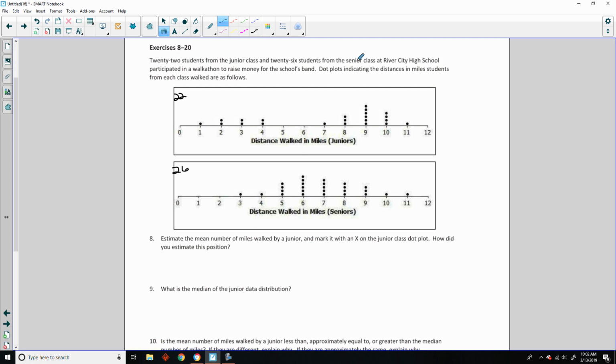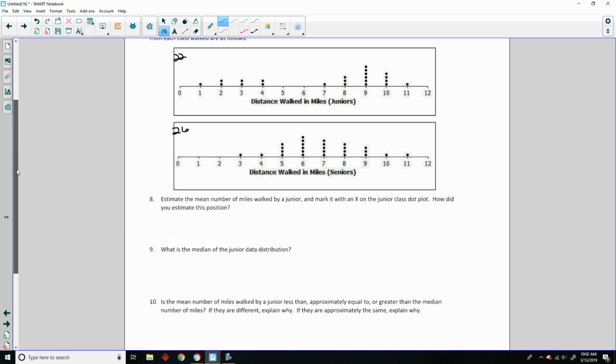Okay. At River City High School, students participated in a walkathon to raise money for the school's band. Dot plots indicating the distances in miles students from each class walked are as follows. So anybody who participated walked some distance. One person walked a mile, two walked 2 miles, three walked 3 miles, four walked 4 miles, and 7 walked 9 miles. That's the mode, if you remember that term, most frequently occurring.